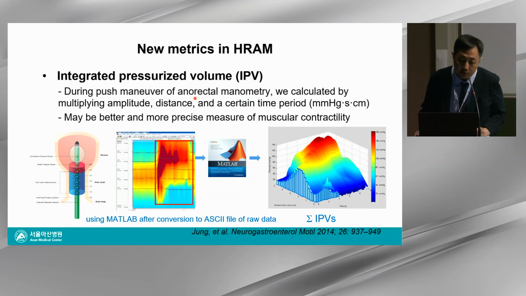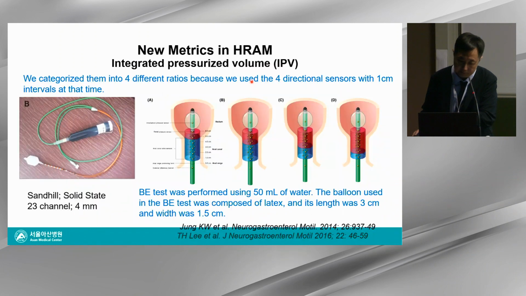During the push maneuver of anorectal manometry, we calculated by multiplying amplitude, distance, and a certain time period, like this, using MATLAB after conversion to the ASCII file of raw data. We named it the integrated pressurized volume, aka IPV. We categorized them into 4 different ratios because we used 4 directional sensors at the time with 1 centimeter intervals. Balloon expulsion tests were performed using 50 ml of water. The balloon used was composed of latex, and its length was 3 centimeters and its width was 1.5 centimeters.